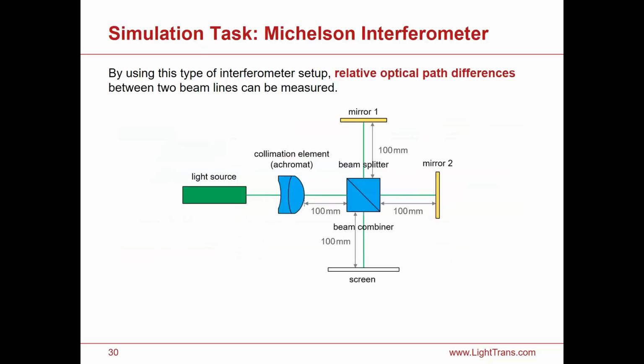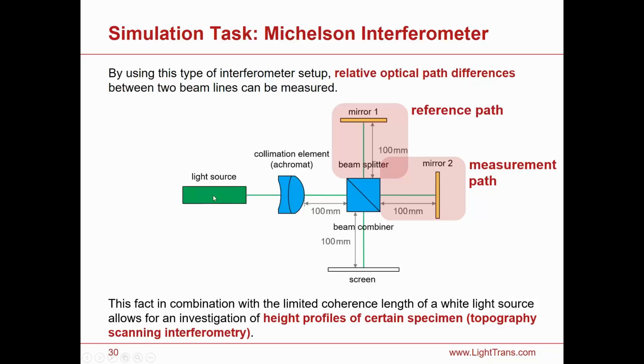Now the Michelson interferometer is a very famous setup where we again have two paths, two interferometer arms, but in this case they have an angle of 90 degrees to each other, and mirror 1 is our reference path, and mirror 2 is our measurement path.